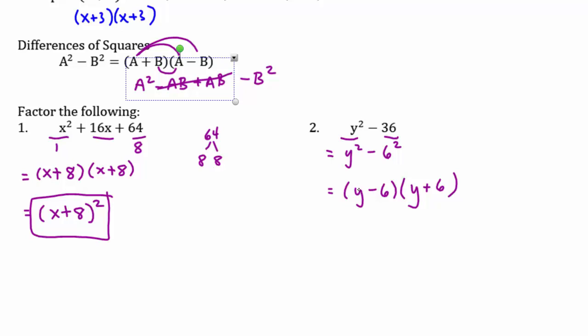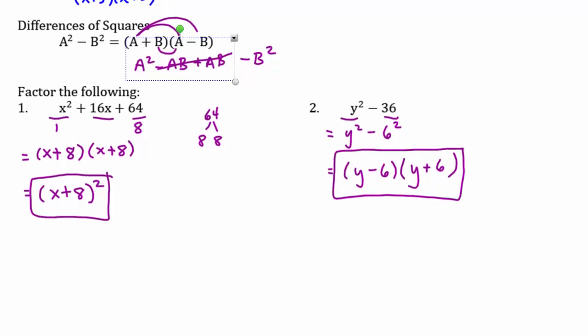Again, if I check this out, y times y is y squared. 6y minus 6y cancels each other out. A negative 6 and a positive 6, when multiplied, becomes negative 36. So that's how that can be factored.